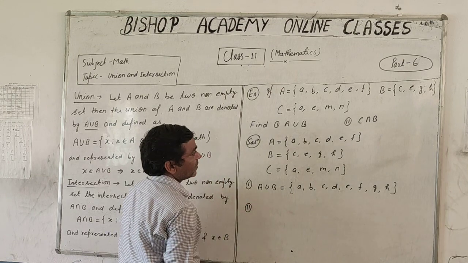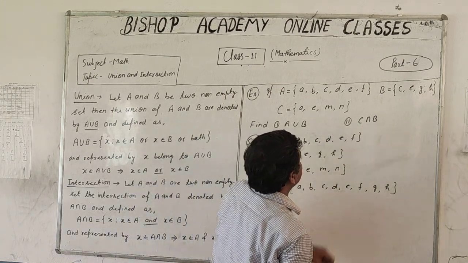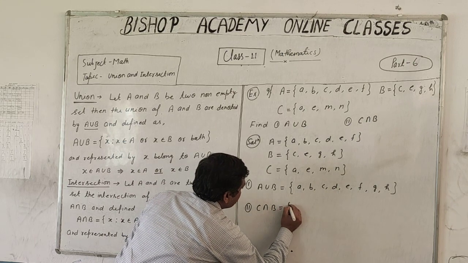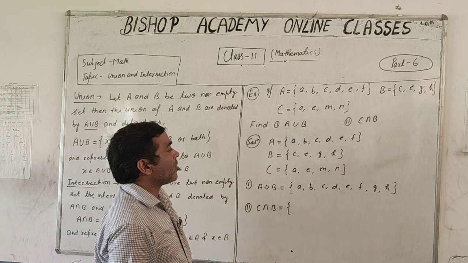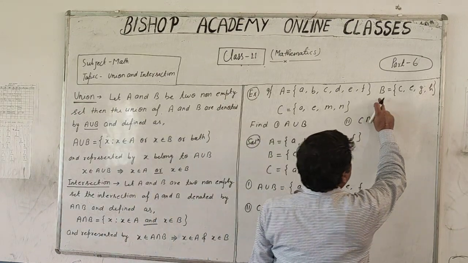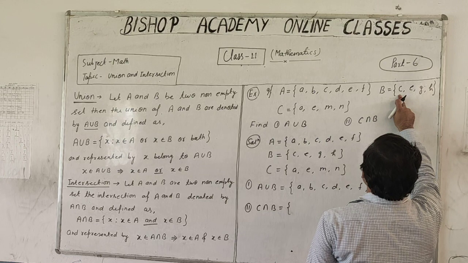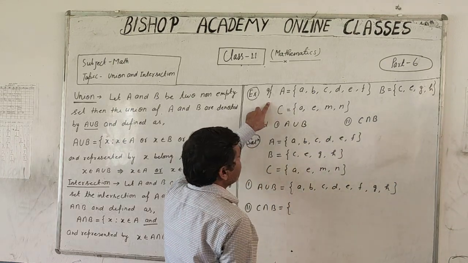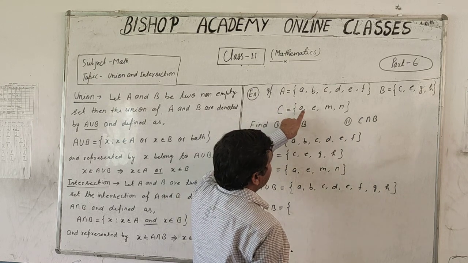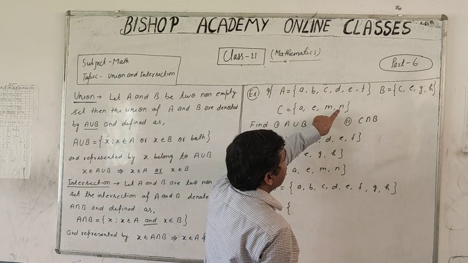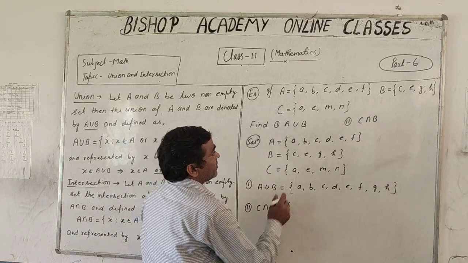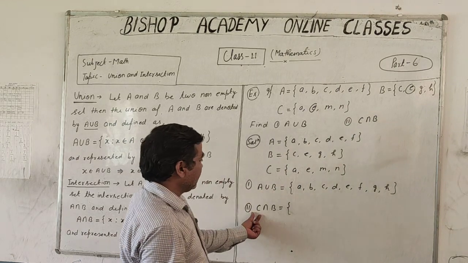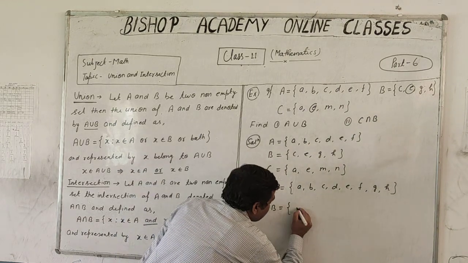Second, B intersection C. Intersection means common elements. Set B contains C, E, G, H and set C contains A, E, M, N. The only one element, E, is common. Then B intersection C equals E.